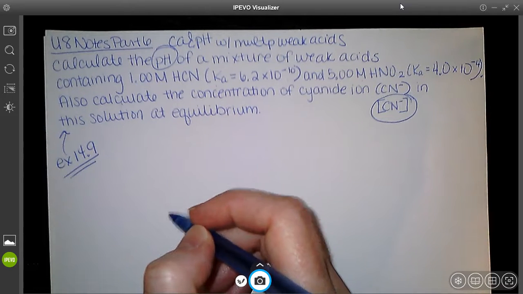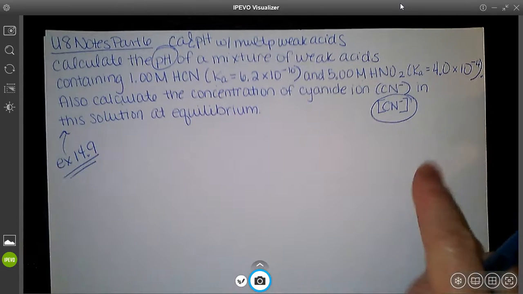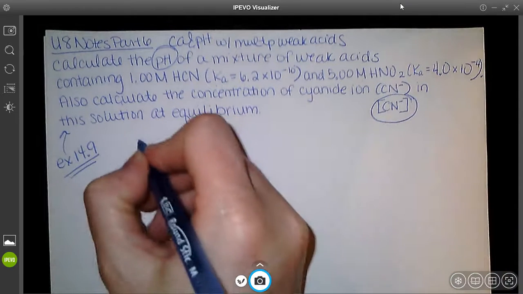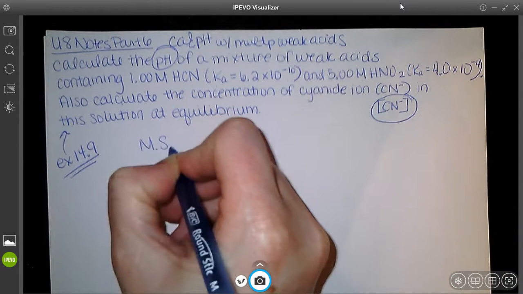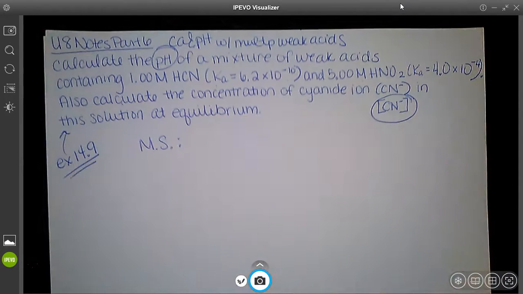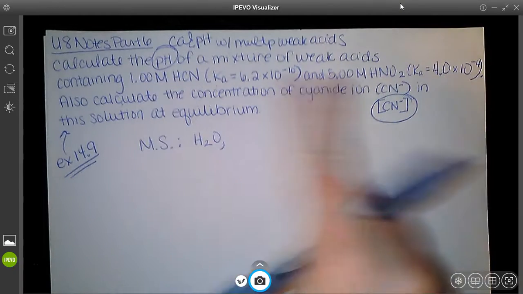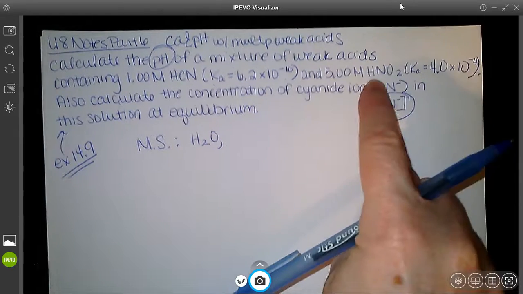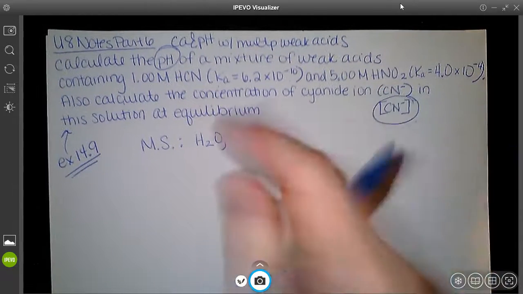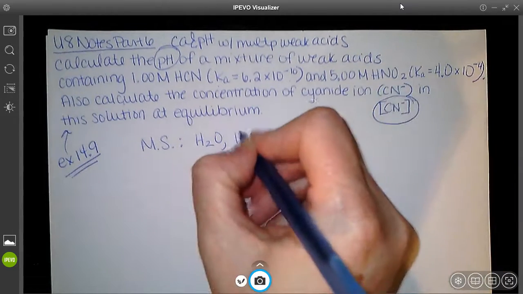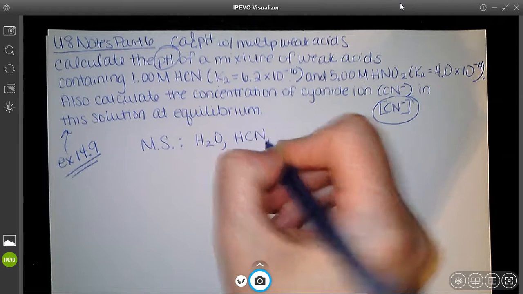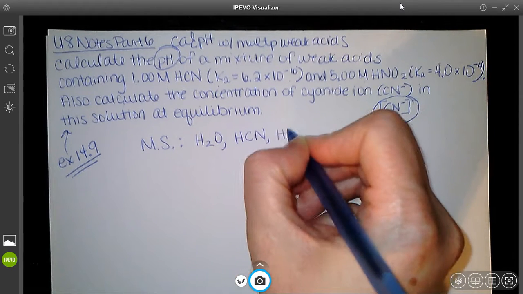So, all right, we're going to solve this pretty much the same way we did before, which is first just listing your major species, right? So we know it's in solution, so we're going to have water. And then we've got these two acids, and you don't recognize those as your strong acids, so you know they're weak, so their whole molecules are going to be what you have a lot of.